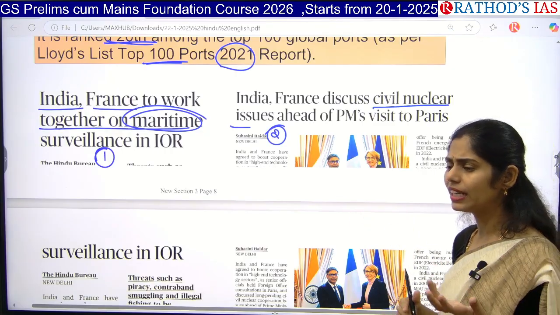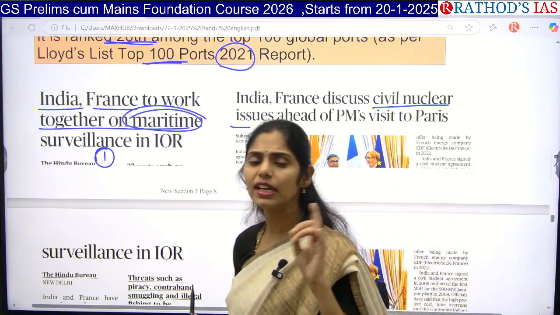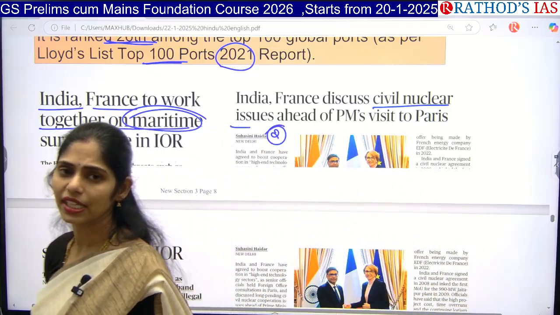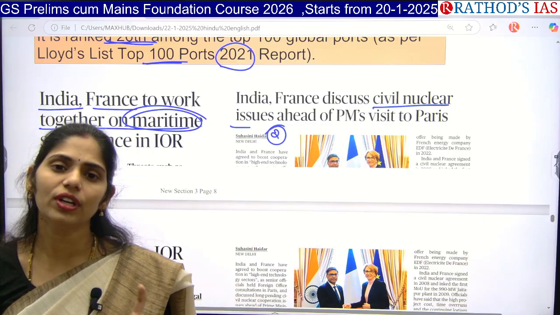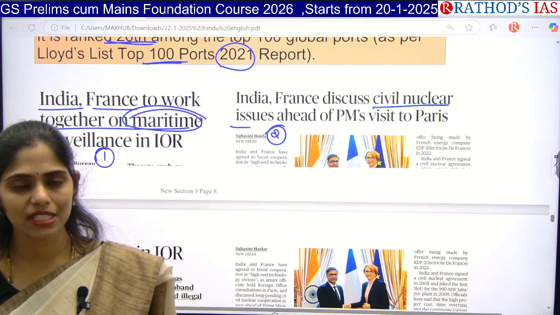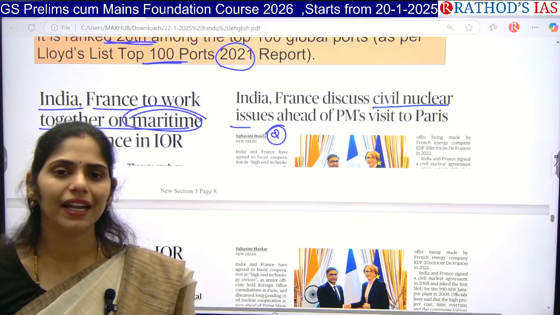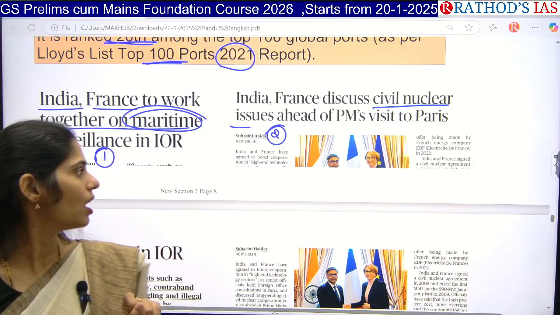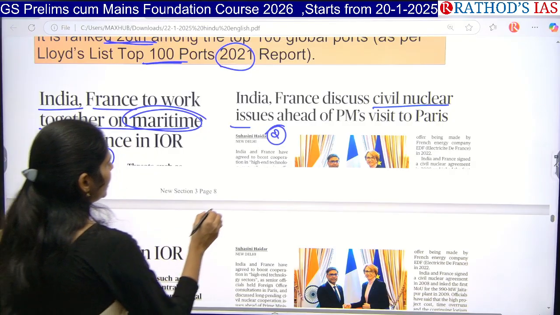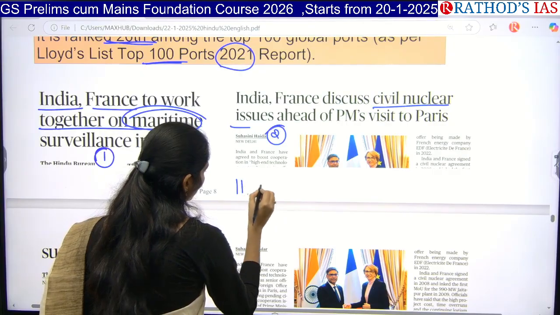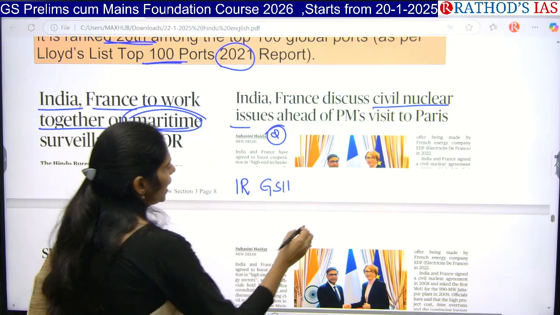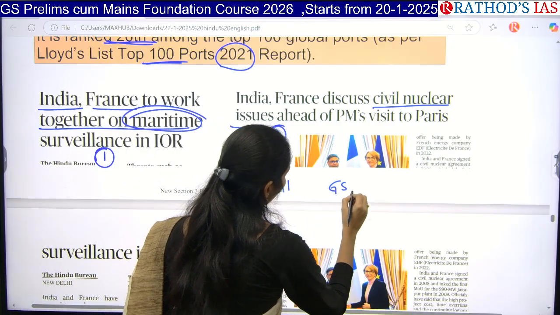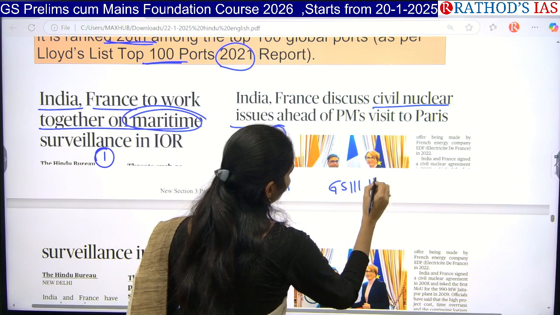Whenever you get any current affairs, try to interconnect with the next day's or the day-after's current affairs. There will obviously be interlinking. If you are good at interlinking, then your work will become easy and you can write a very good multi-dimensional answer, believe me. Okay, so this article is important for international relations in GS Paper 2, as well as for GS Paper 3 under internal security.